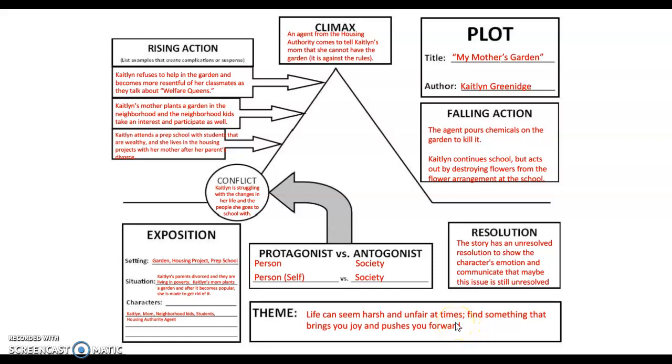Okay, so at this point, everything that's in red should be written on your paper. If you have something missing, then you need to make sure you pause on this specific screen and get everything down. This is going to help you as we get into our writing.